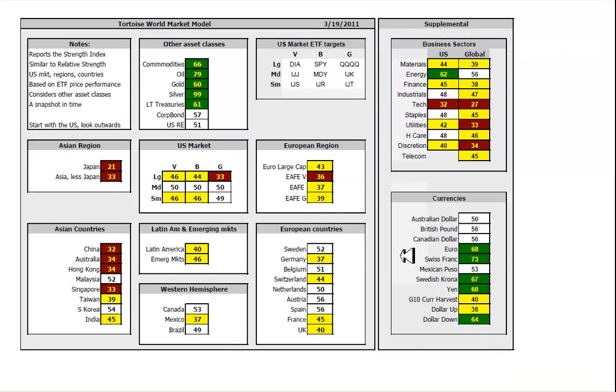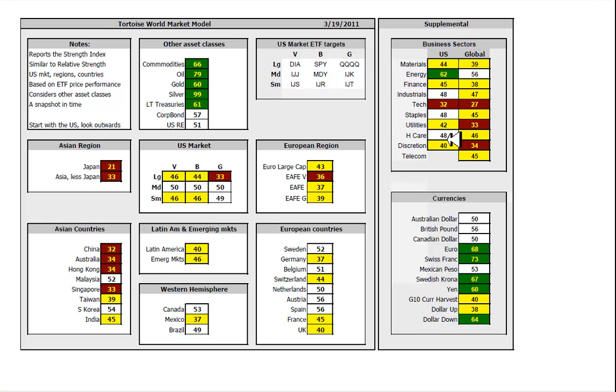World market model, everything is suffering except for the commodity cluster. Japan, Asia less Japan, Asian countries all suffering considerably. U.S. technology has just been getting crushed here. Mid-caps are strong, but the NASDAQ is by far the worst in the U.S. Only the energy sector is in the green. You can see technology is suffering worldwide. A response to Japan, I believe.